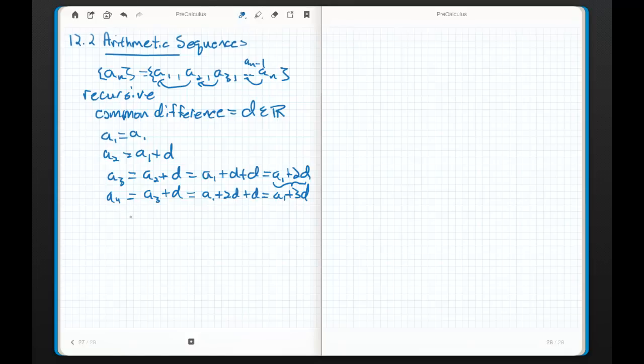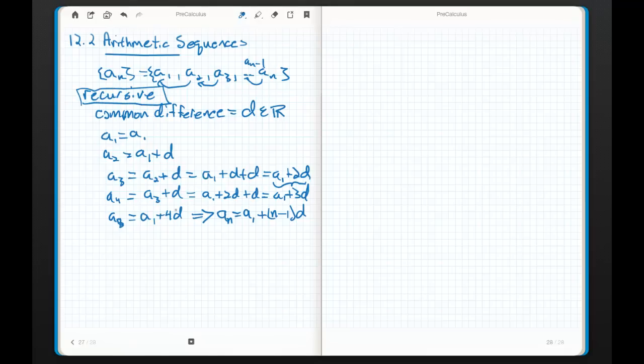Now you may already be seeing a pattern here. A sub 4 equals a sub 1 plus 3d. A sub 3 is a sub 1 plus 2d. If you had to guess what a sub 5 was, what would your guess be? You guessed right. A sub 1 plus 4d, which implies that a sub n, any n, can be found as long as I know what a sub 1 is, and then plus what? It's going to be n minus 1 times d.